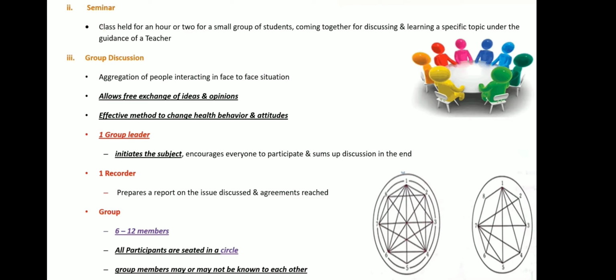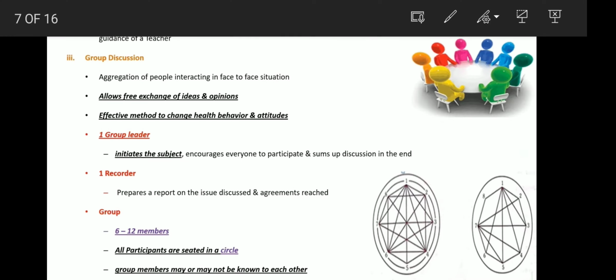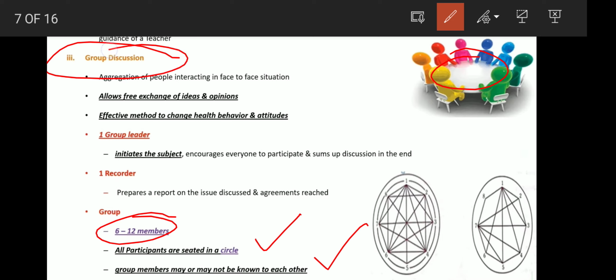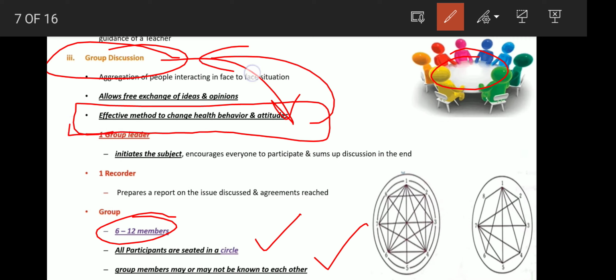The group leader will initiate the subject, and the group will consist of 6 to 12 members. All the participants will be seated in a circle. The group members may or may not be known to each other. All of this is group discussion. The most effective method to change the health behavior and attitude is group discussion. It allows the free exchange of ideas and opinions, participants are placed in a circle, and the members may or may not know each other.